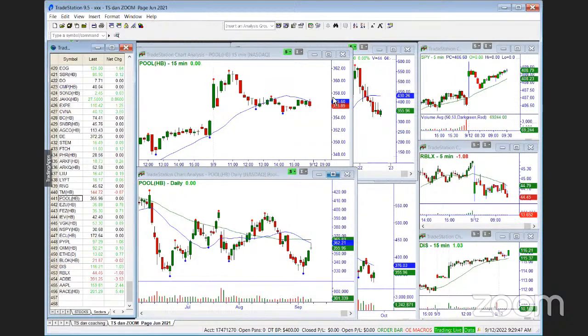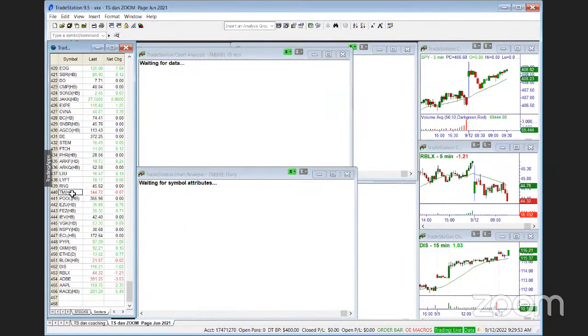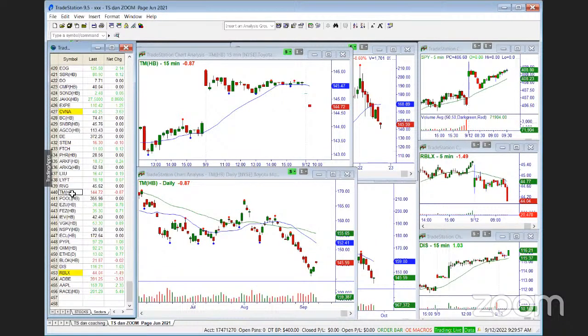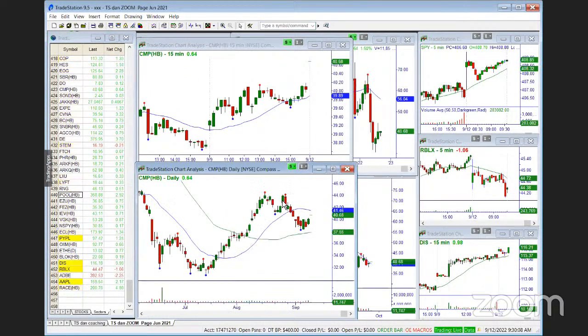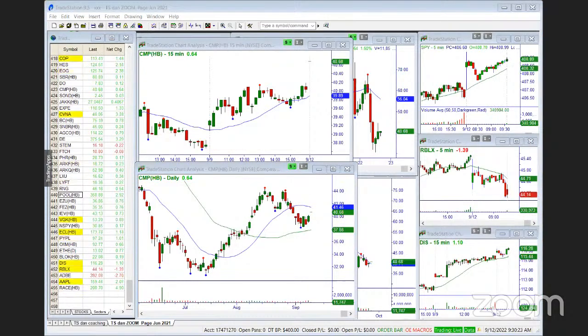Pool had positive mention in Barron's. Wow, I'm shocked that I don't see any gap here on a positive Barron's. You would think there'd be some pre-market activity. Toyota Motors is a Climo, but not great. There's CMP alarm. That's a beautiful turn. That's a beautiful, beautiful turn right there. So CMP. That looks great.